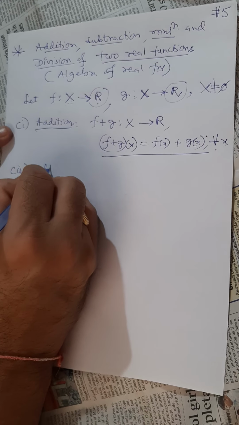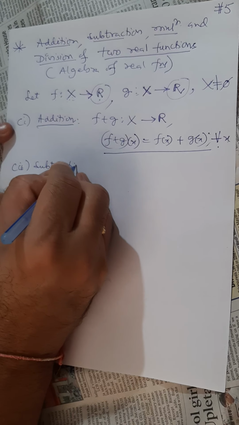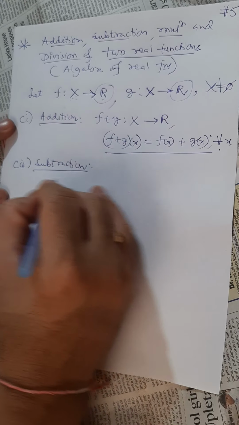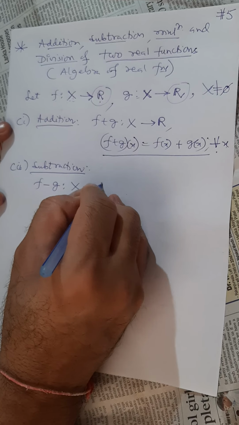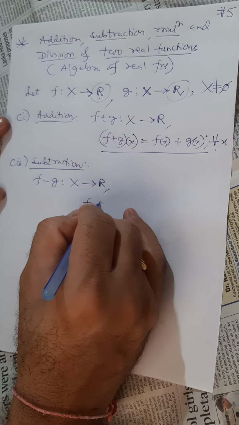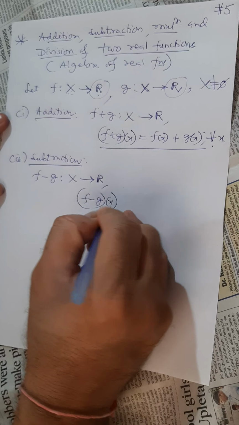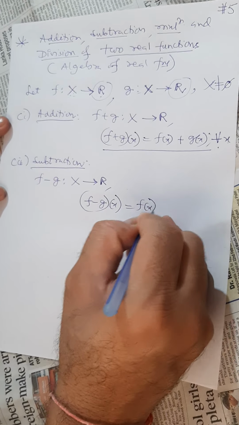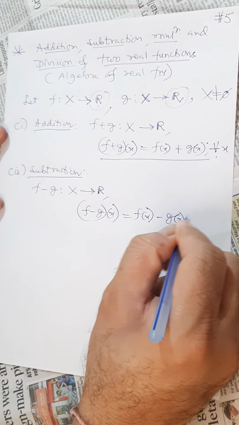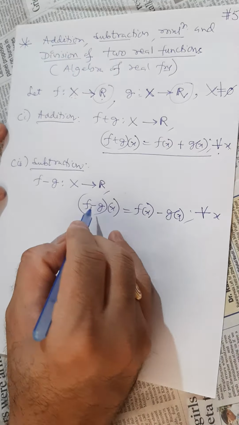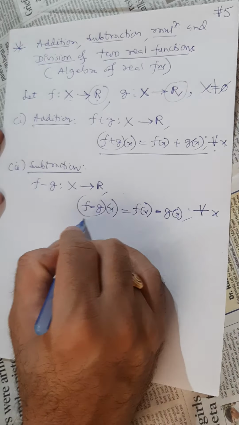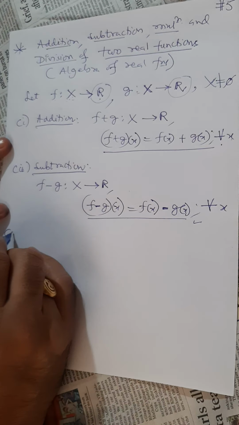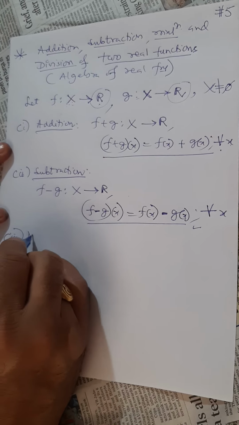Next one, that's called subtraction. So subtraction of two functions, that is f minus g. It will be a function from X to R. F minus g at x will be f(x) minus g(x). It's like addition, only for every x you find f(x), find g(x) and do their subtraction. This is the subtraction.